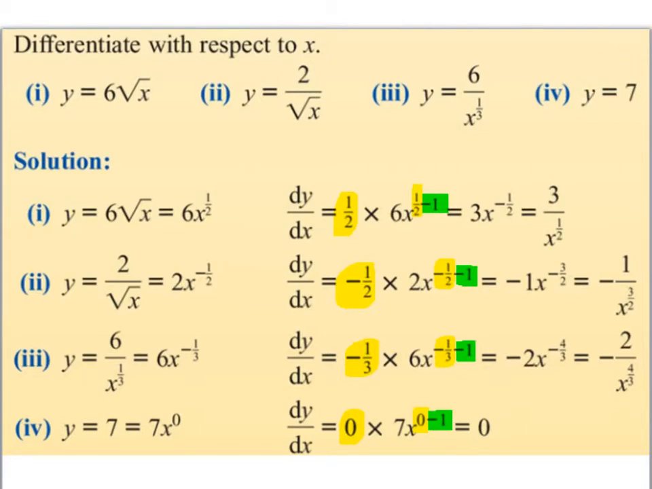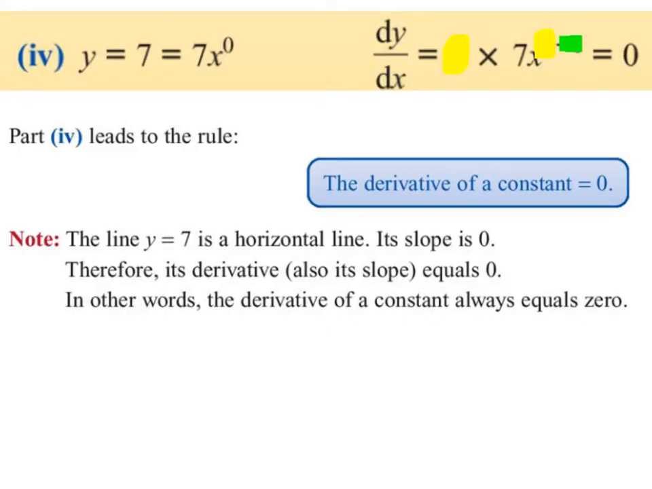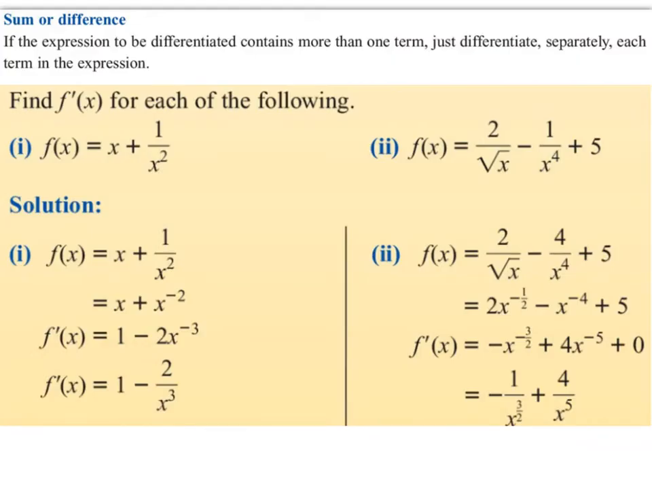So y is equal to 7, the derivative will just be 0. So anytime you have a constant and you want to differentiate it, you automatically just get 0. If the expression to be differentiated contains more than one term, just differentiate separately each term in the expression.